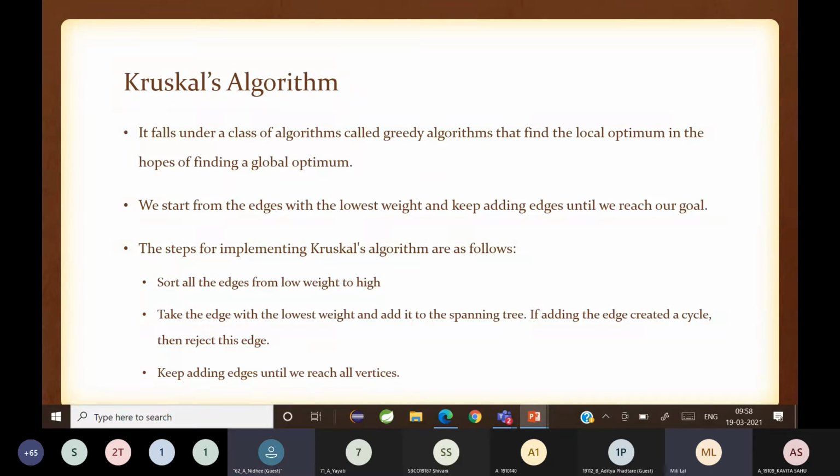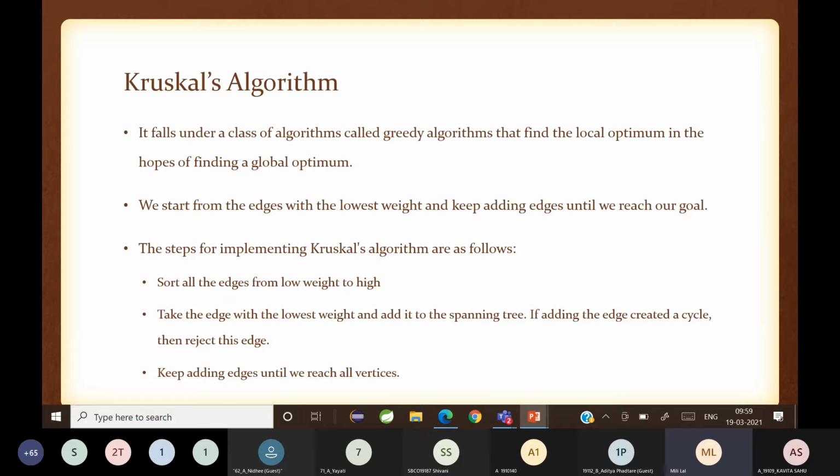You select the best possible choice, the best feasible solution, at that point of time, which follows some criteria. So yes, in Kruskal's algorithm, we start from the edges with the lowest weight and keep adding the edges until we reach our goal.